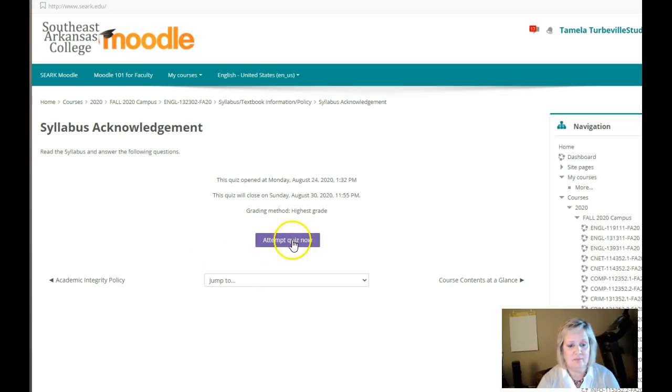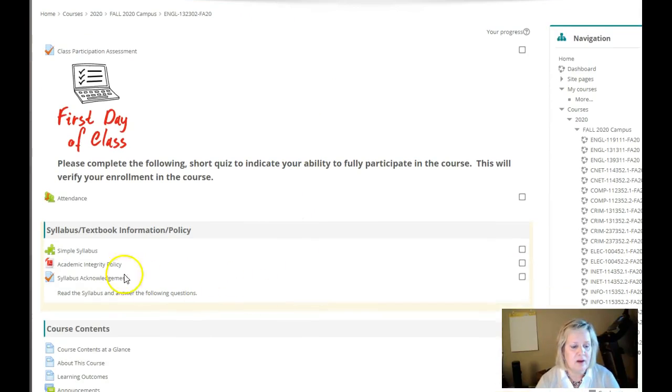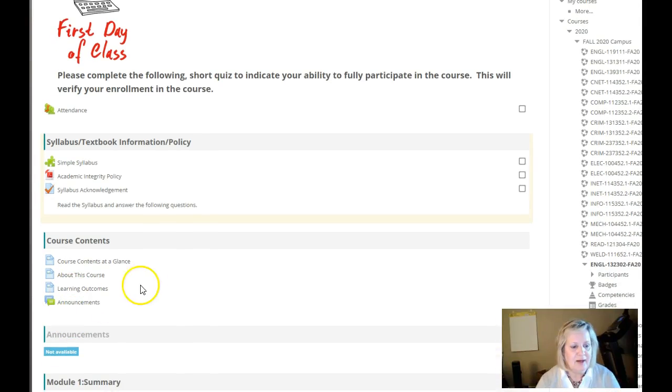It's just a quick little quiz. It's a true or false answer. I'm pretty sure you can't go wrong on this one either. It's worth 5 points. Also take a look at the academic integrity policy. This will cover CARC's policy for plagiarism and other issues that might be a problem.